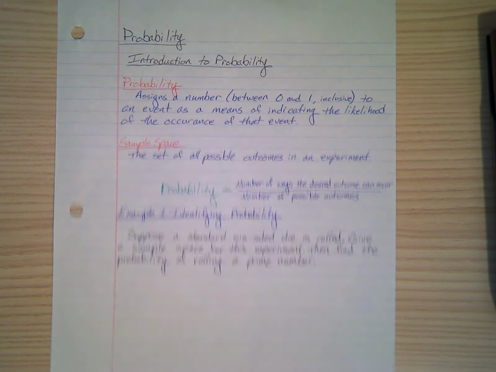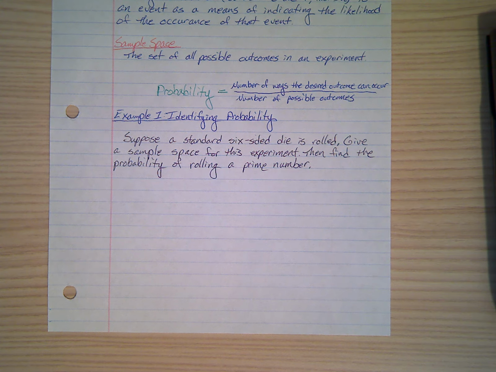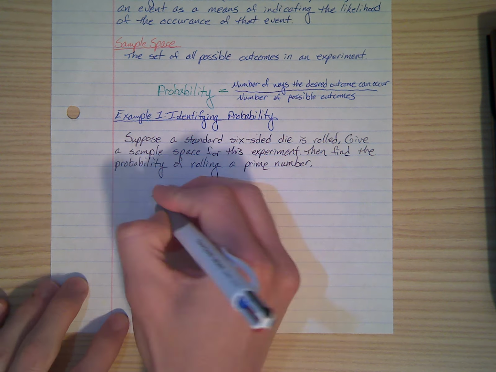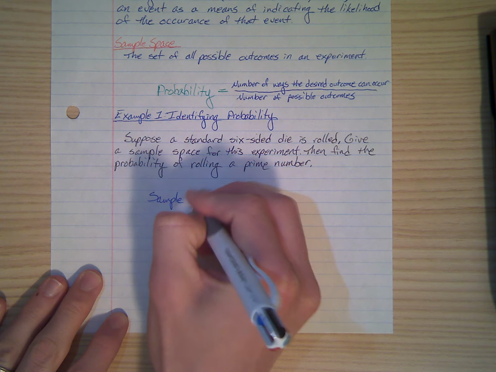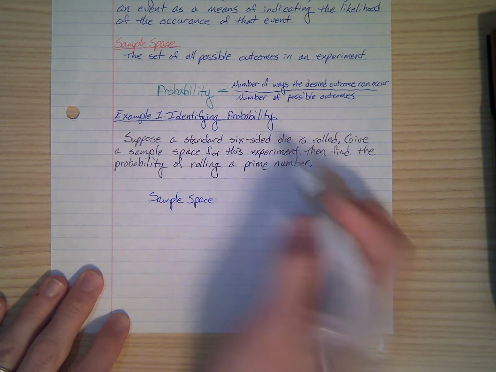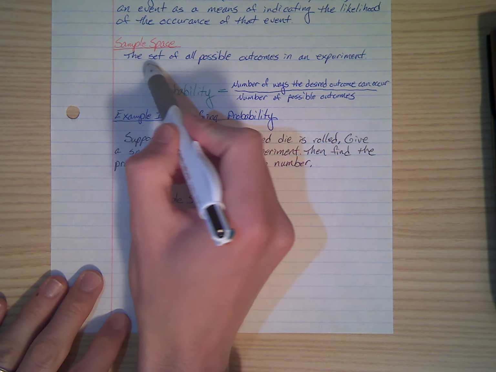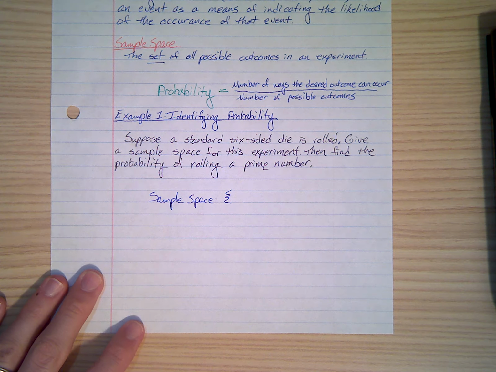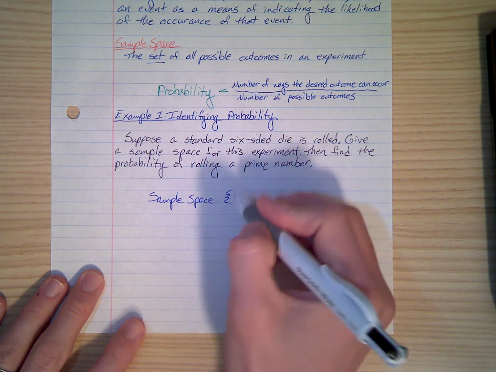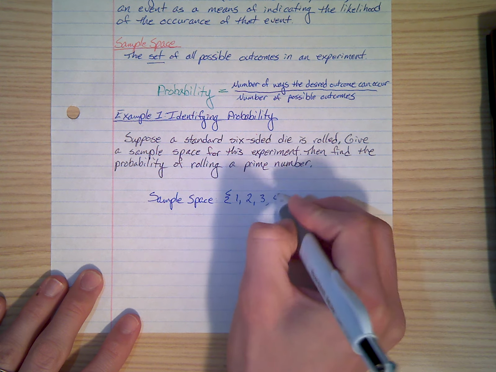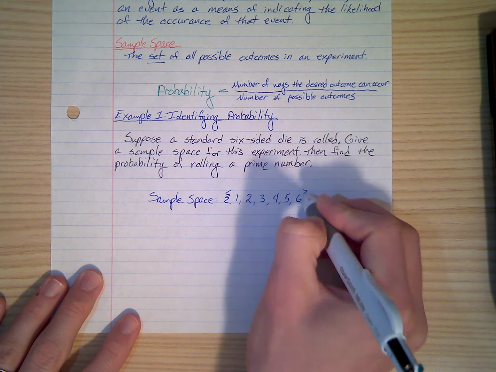Okay, so this first example here, just identifying what probability would look like. Suppose a standard six-sided die is rolled. Give a sample space for this experiment, then find the probability of rolling a prime number. So very first, for sample space, if we go back up to the definition, it is a set. That means it involves brackets or braces. So all the possible outcomes of rolling a standard die would just be 1 through 6.